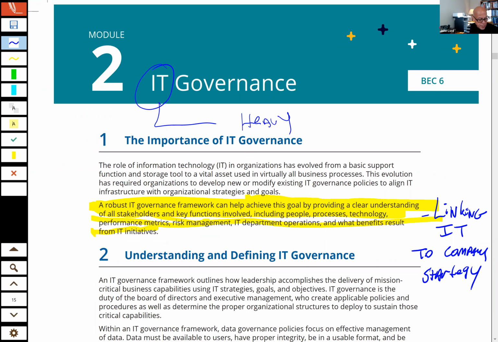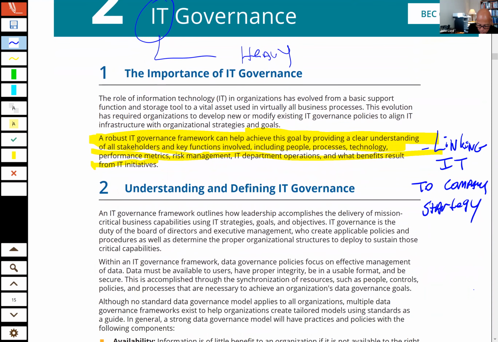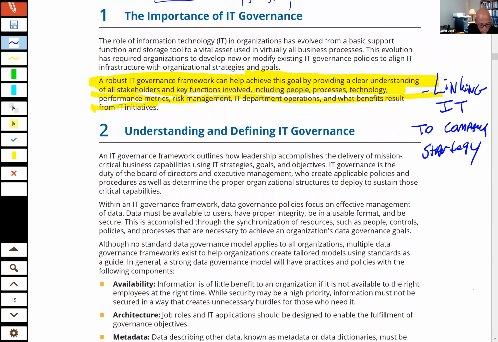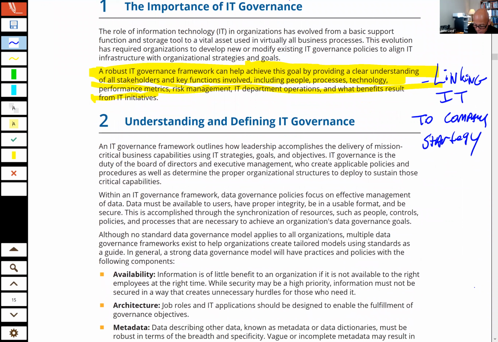Okay, and this is a key thing for any organization these days, with the way that IT is so important now. Everything is automated now, so we're to a point where we really have no choice but to link our IT to our strategy. Okay, so they tell us, although there are no standard governance models that apply to all organizations, multiple governance frameworks exist, and those models can be standard. So let's go ahead and take a look.